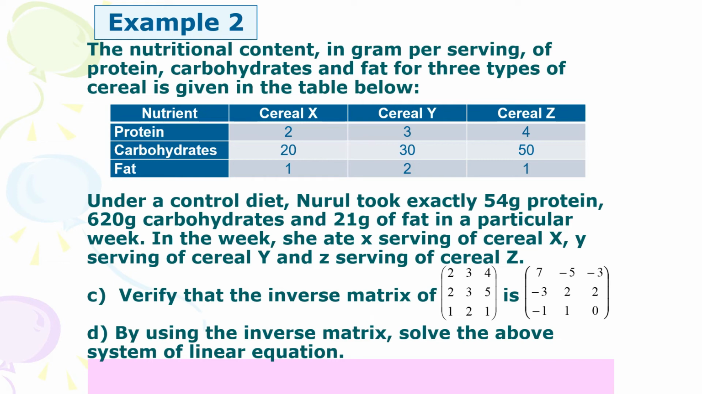Let's see the two questions here. Question C asks you to verify that the inverse matrix of 2, 3, 4, 2, 3, 5, 1, 2, 1 is given to you in front. And also question D: by using the inverse matrix, solve the above system of linear equations.